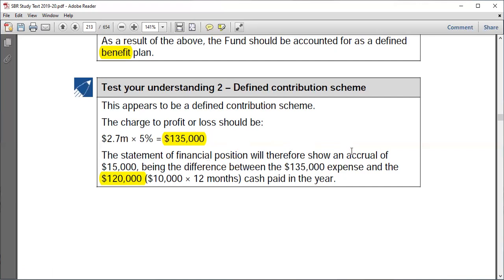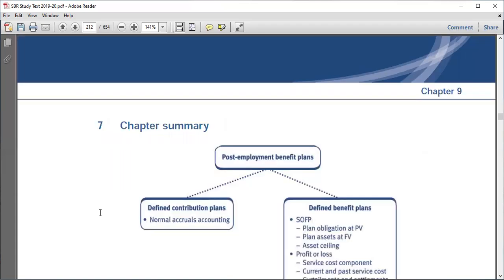That's why we say we have an accrued expense of 15,000. I'll have to credit accrual by 15,000, and then I would have to debit the pension expense by 15,000, because remember, I would already have included 120. So by adding that 15, I would get a total of 135,000, right? Okay, so that's the defined contribution plan.